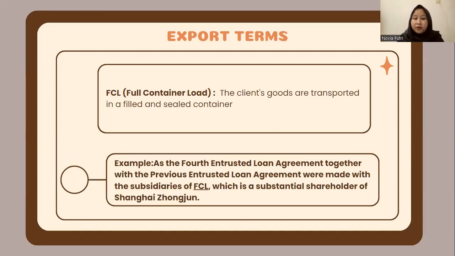And then the third, we have FCL, which is the opposite of LCL, full container loads. It means that the client's goods are transported in a filled and sealed container. For example, the fourth and trusted loan agreement, together with the previous and started loan agreement, were made with the subsidiaries of FCL, which is the substantial shareholders of Shanghai Zhongjun.